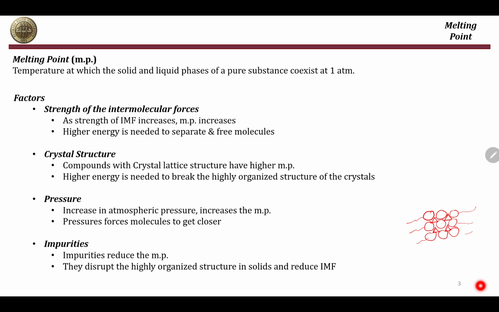Also, the presence of impurities will affect the range of the melting point, as we will see in the next slide.